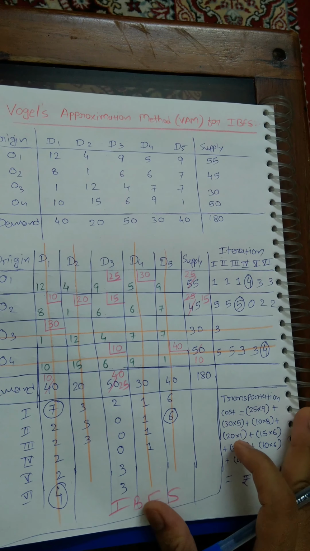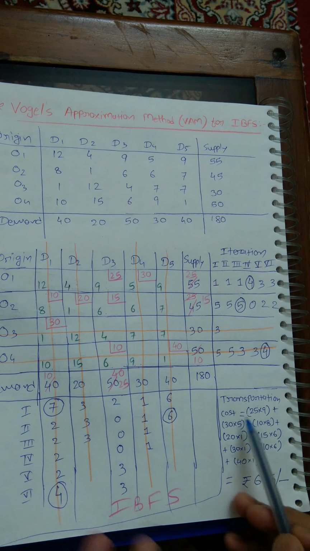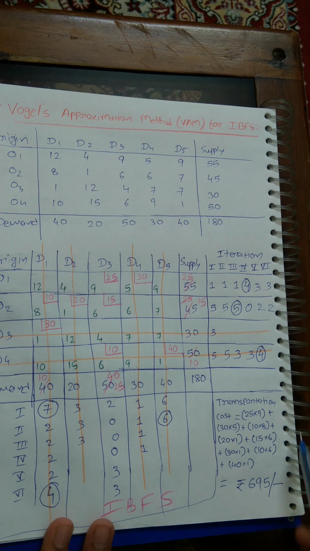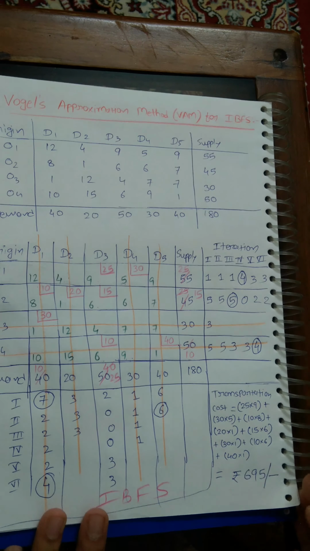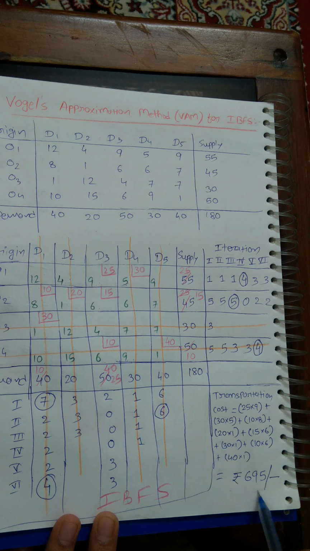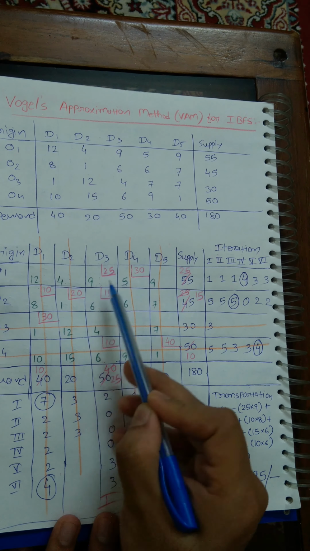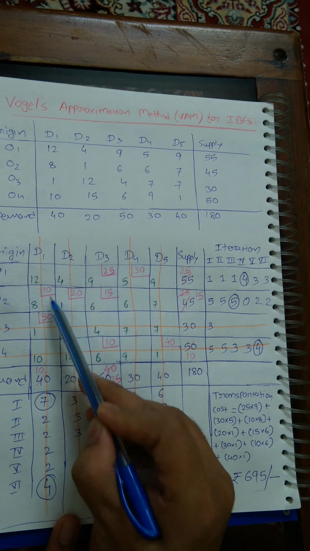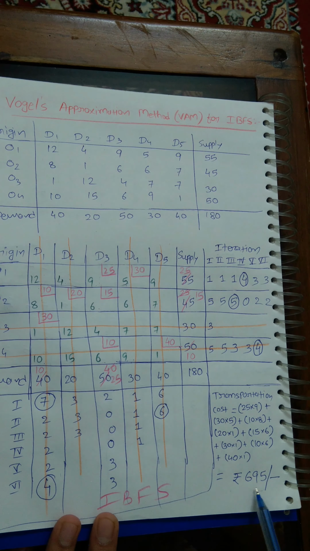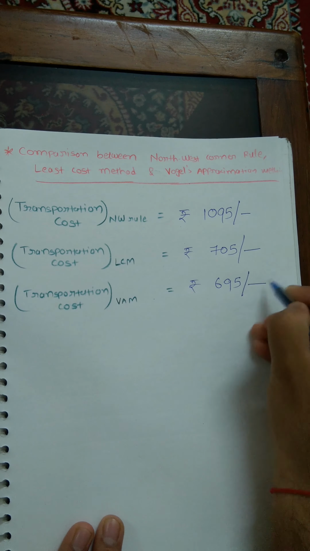Next, check the transportation cost by Vogel's approximation method and do the calculation in the same way as we did before, and we are getting 695. You can cross check it: 25 cross 9 plus 30 cross 5 plus 10 cross 8 plus 20 cross 1 and so on. You will get 695. So the transportation cost by Vogel's approximation method is 695.